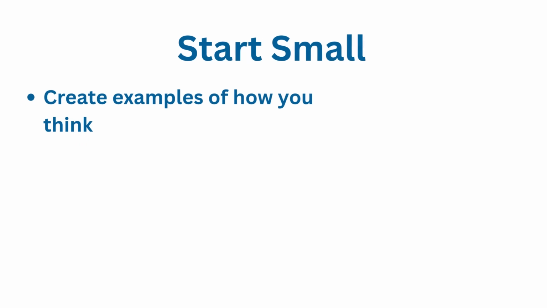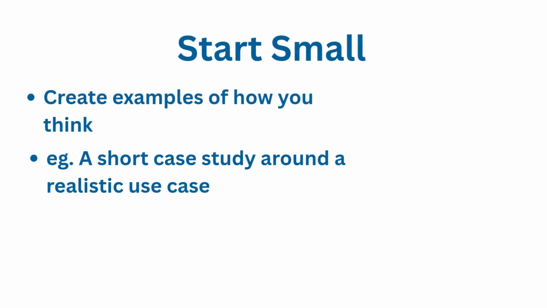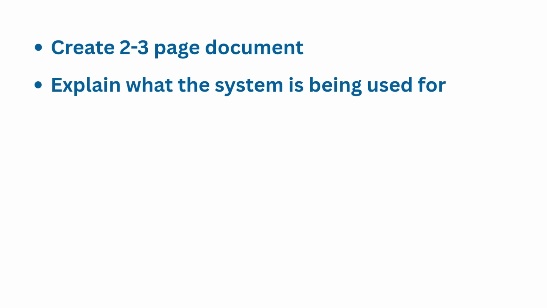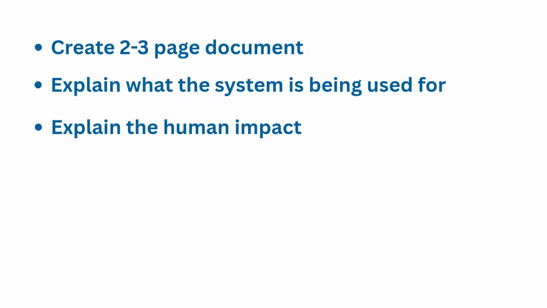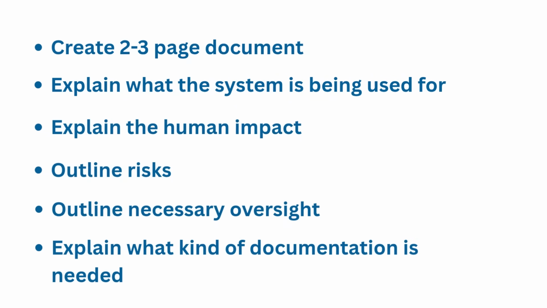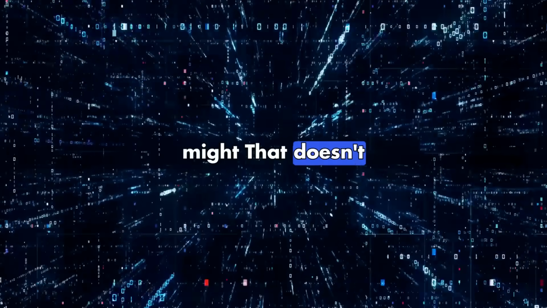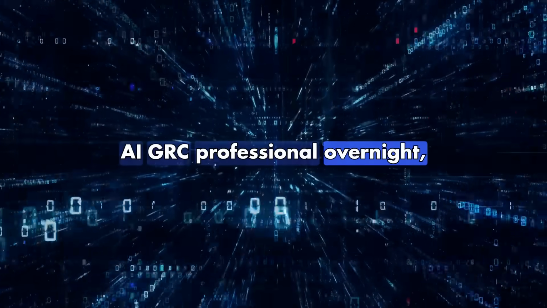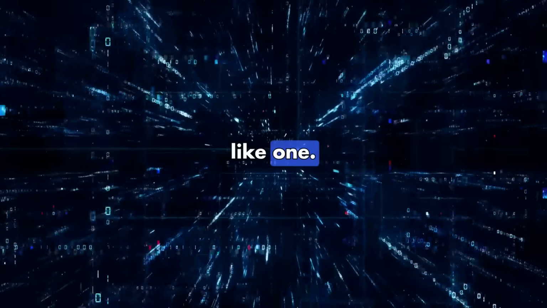One way to do that is to create a short case study or work sample around a realistic AI use case. For example, let's say an organization wants to use an AI tool to help screen job applications. You could create a simple 2 or 3 page document that explains what the system is being used for, who might be affected by it, what risks could appear, what oversight would be needed, and what kind of documentation the organization should have in place. You could also look at how a framework like ISO/IEC 42001 or the NIST AI Risk Management Framework might help structure that thinking. That kind of exercise doesn't make you an experienced AI GRC professional overnight, but it does show that you can think like one.